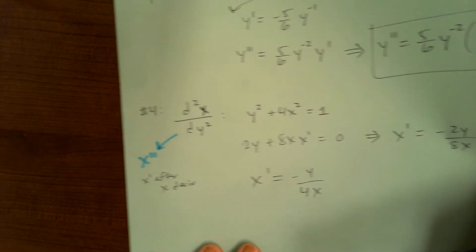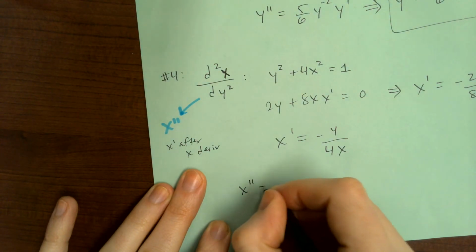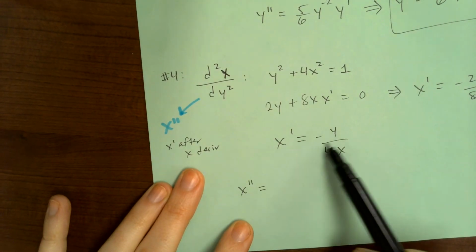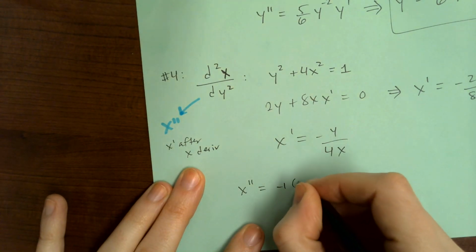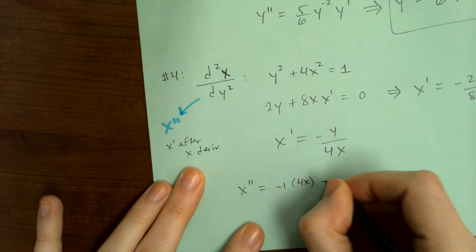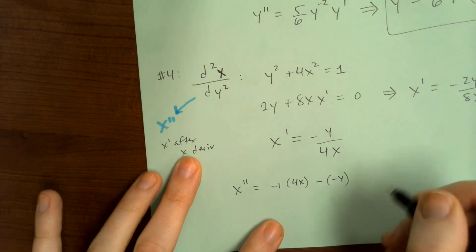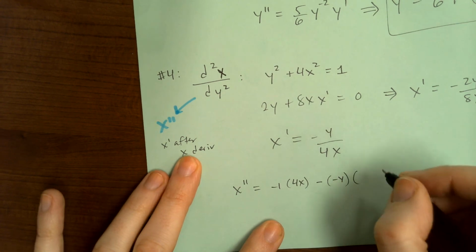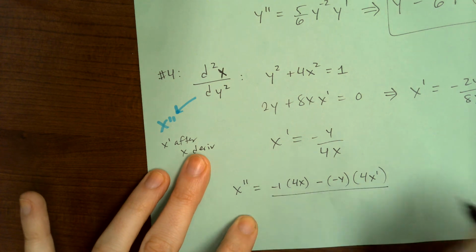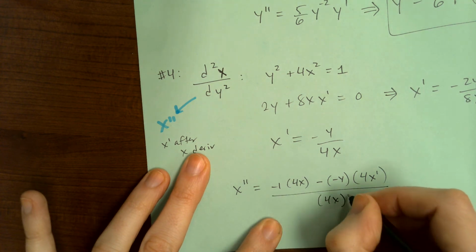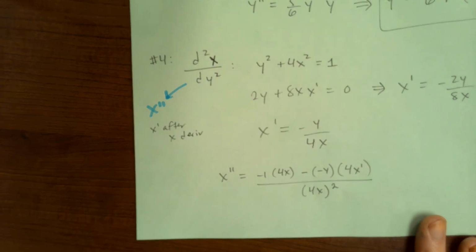So taking the second derivative. So x double prime equals the derivative of negative y is negative 1. Bring down the 4x minus, bring down the negative y. The derivative of 4x is 4, but we need an x prime after an x derivative. And this is all over 4x squared.